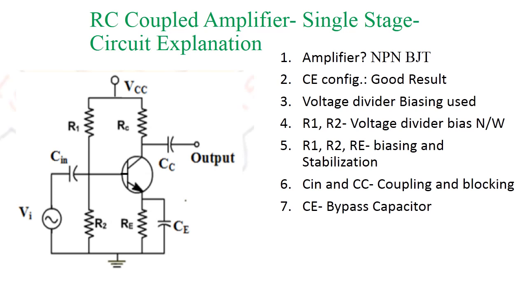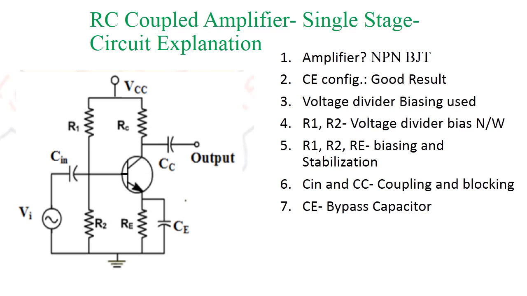Then there are two coupling capacitors, Cin and Cc. Both are coupling and blocking capacitors. Cin is the input coupling capacitor. It is used to couple the input AC signal Vi to the base of the transistor. Cin is also known as blocking capacitor because it blocks DC signal. It allows only AC Vi to the base of the transistor. So the name blocking capacitor.